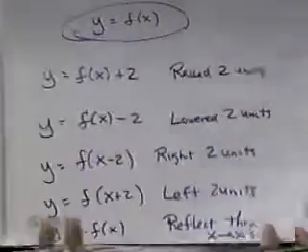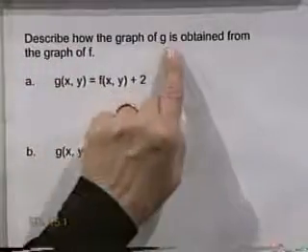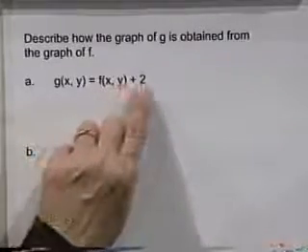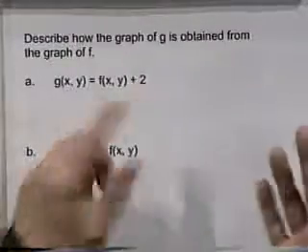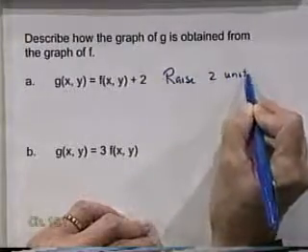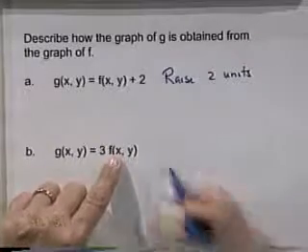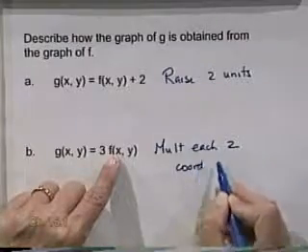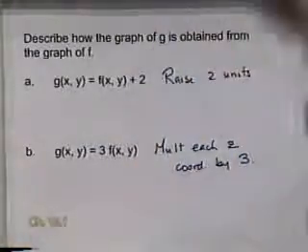Well, we can do the exact same thinking if we're in a three-dimensional space. Describe how the graph of g is obtained from the graph of f. So you know what f looks like, and g is f of x, y plus 2. Remember, this is your z coordinate. So if we're adding 2 to our z coordinate, what are we doing? We're raising it 2 units. Now this one I didn't go over, but what if you multiply 3 times all yours? What are you doing? You're multiplying each z coordinate by 3. Okay, in other words, you're stretching it.